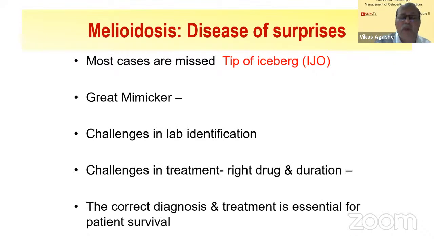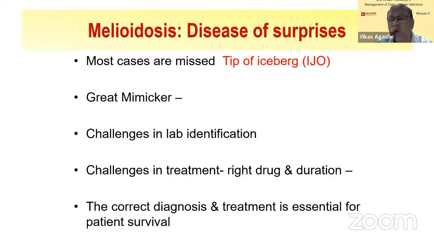So to recapitulate, one is the puzzle. Most cases are missed. It's just the tip of the iceberg because it's a great mimicker. There's a challenge to identification in the lab, a challenge for management, and correct diagnosis and treatment is essential for patient survival.